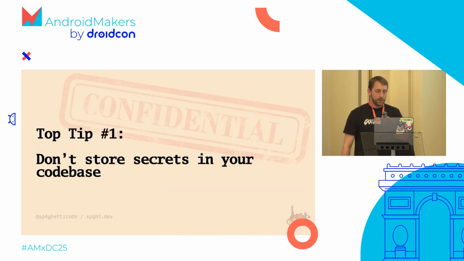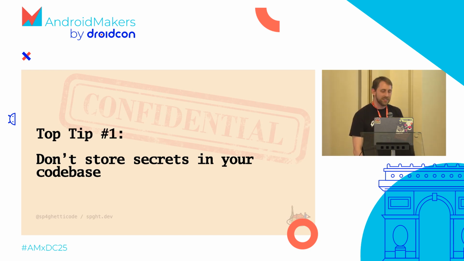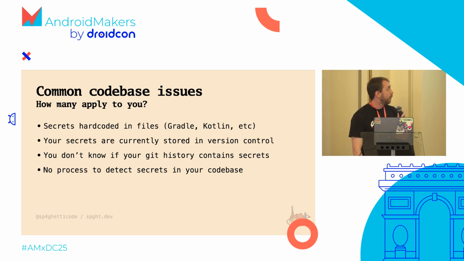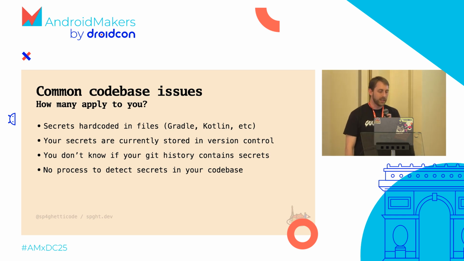My first very top tip is don't store secrets in your code base, which is very easy to say, but what does that actually mean? Now, don't do a show of hands for this, because this isn't a good idea, but how many of these apply to you? Do you have secrets hard-coded in files, maybe your Gradle files, Kotlin files, etc.? Maybe you have secrets stored in version control. Maybe they're not in your application anymore, but do you know if they were in the past? If you have an application that's been around a while, how are you totally sure that you're not exposing something in your Git history?